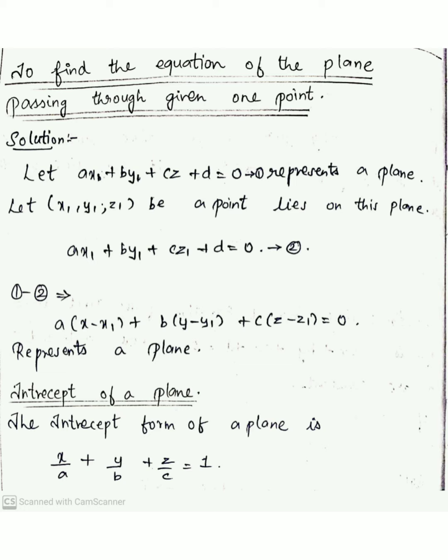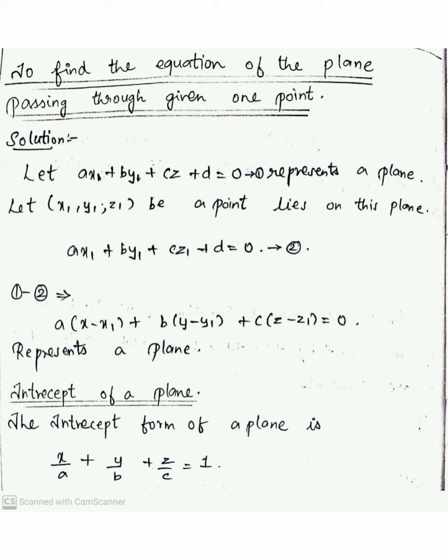That is a(x - x1) + b(y - y1) + c(z - z1) = 0, which represents a plane. So this is the equation of the plane passing through any given point. This is a general form. You remember this formula.